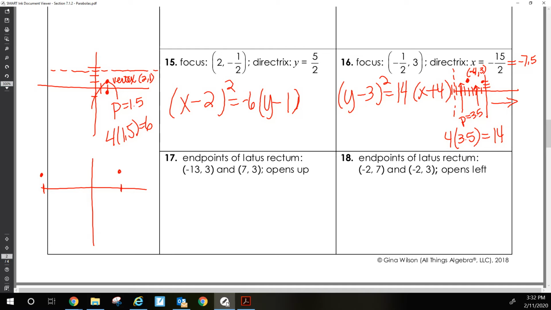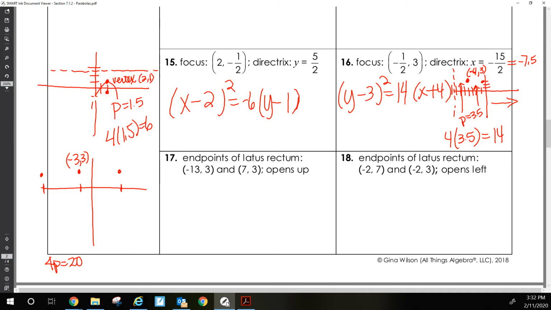What's halfway between the endpoints of the latus rectum? That's going to be my focal point, right? Halfway in between the points of the latus rectum is your focal point. Well, what's the distance from -13 to 7? So we've got 13 plus 7. That focal width, that 4p value, is going to be 20. Half of that would be 10. So going from -13 plus 10, that's going to be at -3, and -3 plus 10 will get me to 7. So my focal point is at (-3, 3).